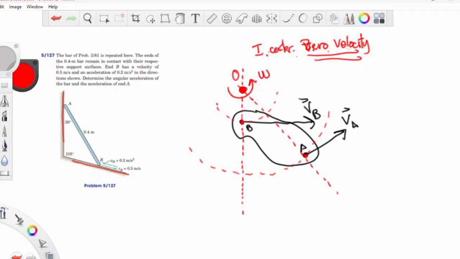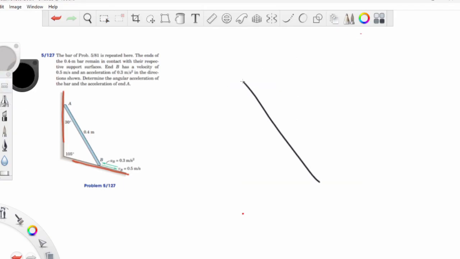Let's use the same concept to solve the problem here. We have the bar with point A and point B. This segment measures 0.4 meters. And then we have a vertical line here and an incline in here. This angle is 105 degrees and this angle is 30 degrees. That's all the geometrical information that we have for the problem.